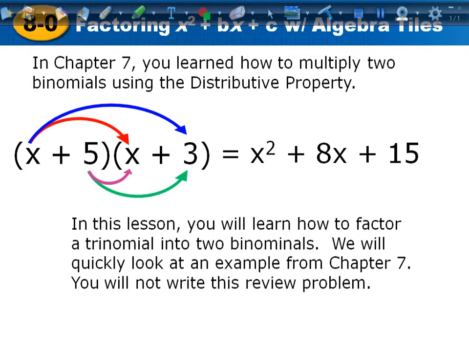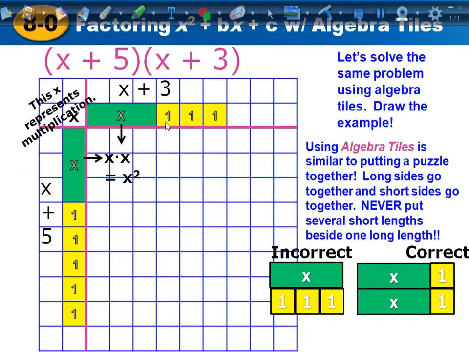You will not need to write this review problem. So basically, last time we started here and we ended up with this. This time we're going to go backwards. This is going to be our problem, and this is going to be our answer. All right, again, this is our review problem. You do not have to write this one down.